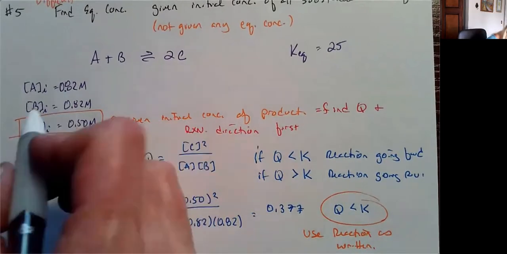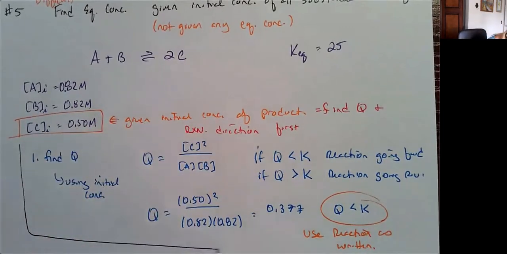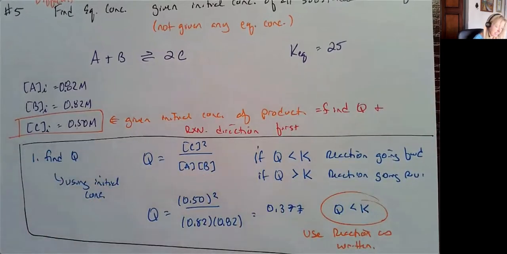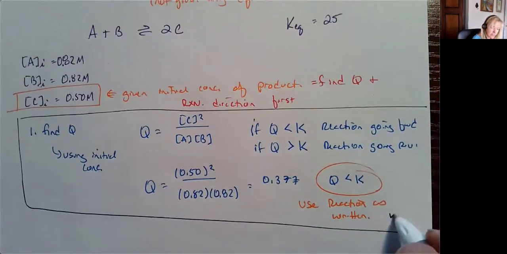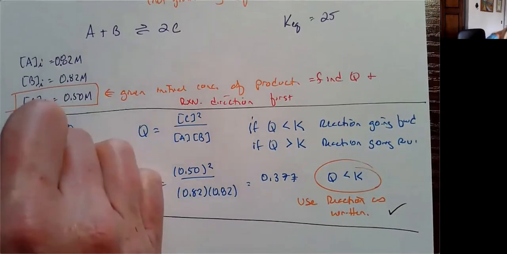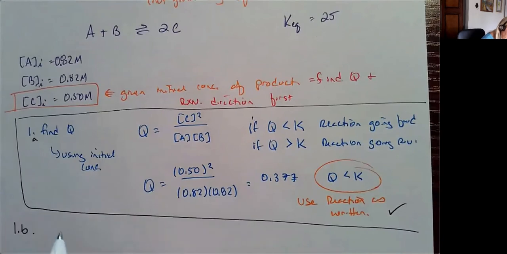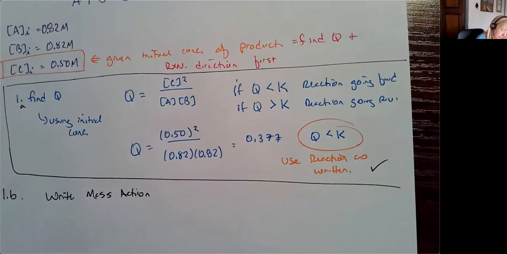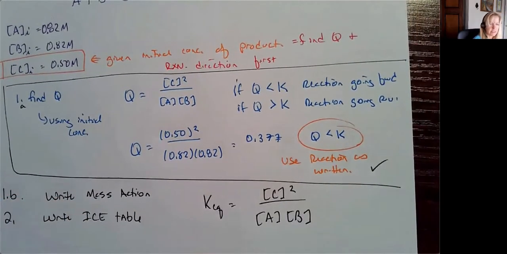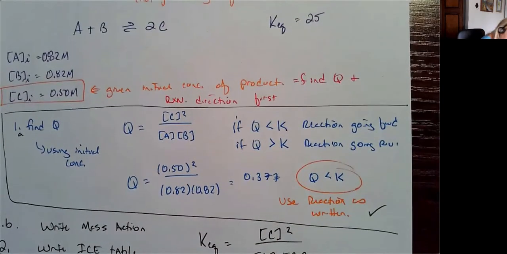Okay, so this was a whole waste of my time. Not really, but now I'm going to forget everything I did here, because once I get here, that's all I need to know for this. So now we'll call this 1A. Now I'm going to do 1B. I'm going to write my mass action. Now that I know that the reaction is moving forward initially, I'm going to write an ICE table as my second step. So I'm going to rewrite my equation here.